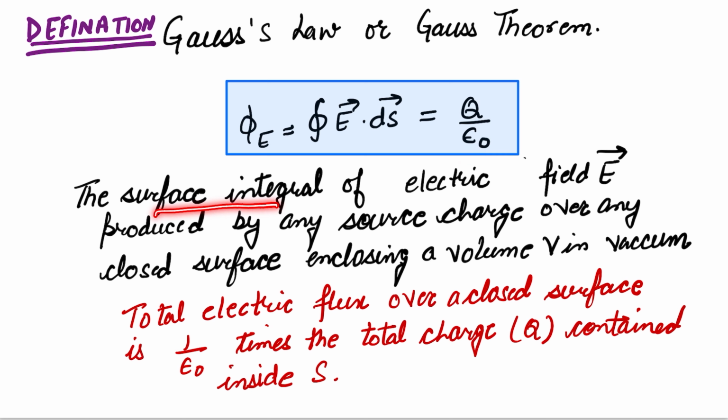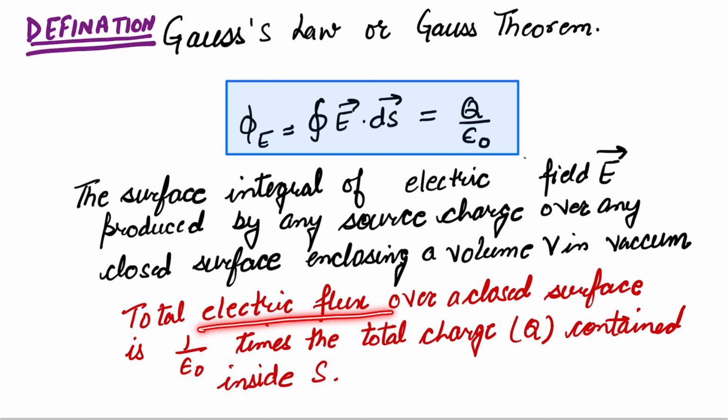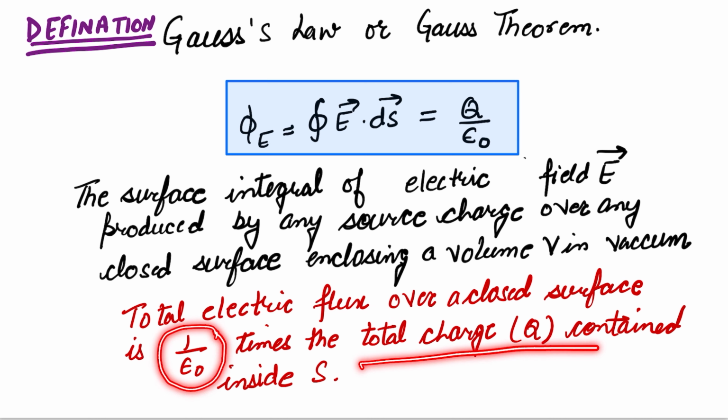So the surface integral of the electric field produced by any source charge over any closed surface, right? So the Gaussian surface is there. Whenever you are going to implement the Gauss law, the surface will be a closed one, and in this situation the total electric flux will be given as 1 upon epsilon naught times the total charge contained inside the surface S.